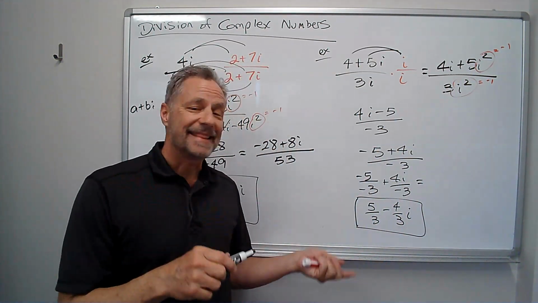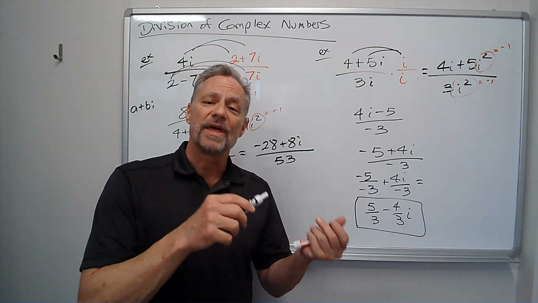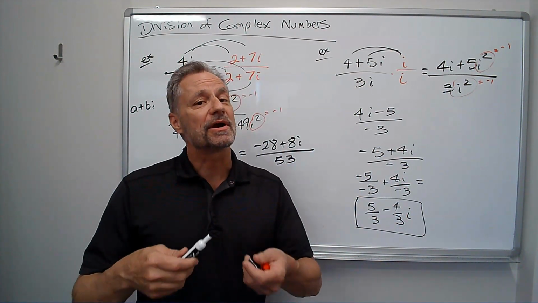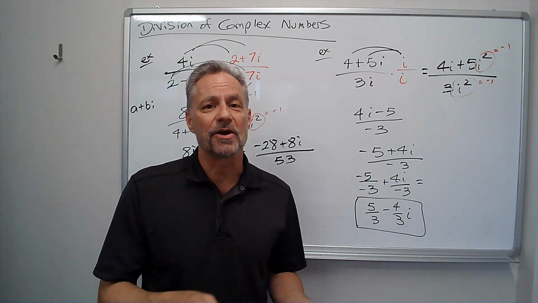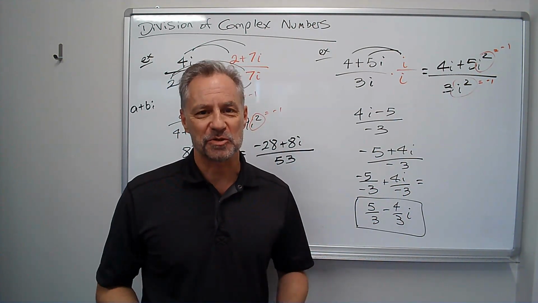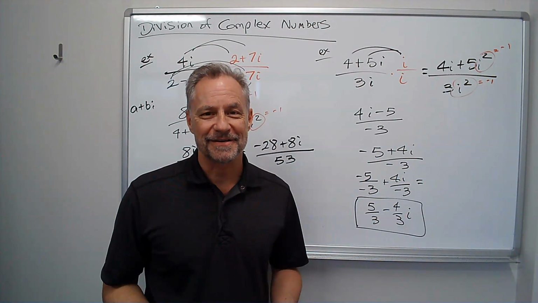Okay, that's the idea. They don't want i's in the bottom because remember, i is the square root of negative 1, and we can't have square roots in the denominator, so we can't have i's in the denominator either. All right, hope that helps.